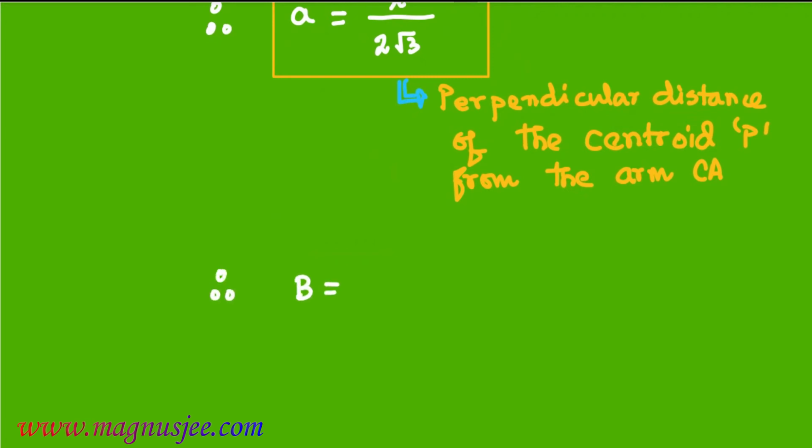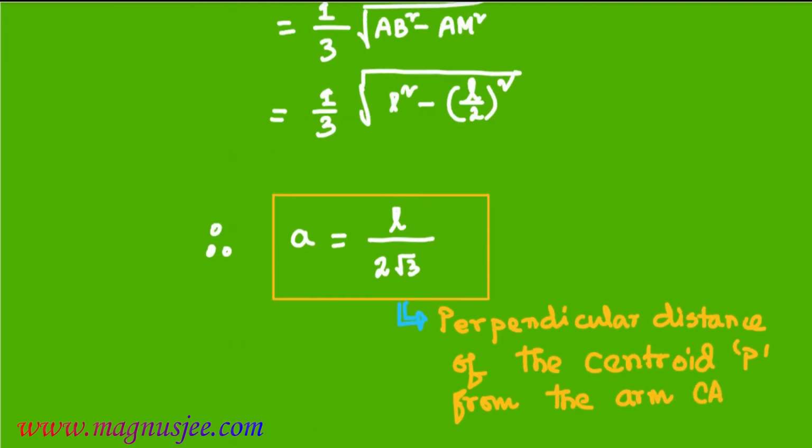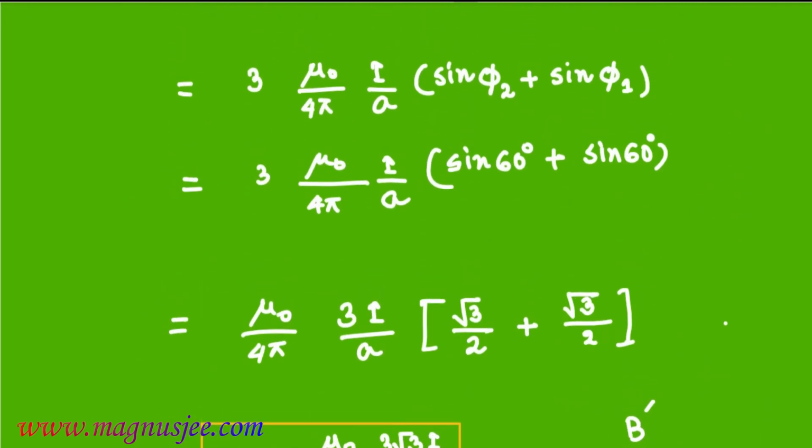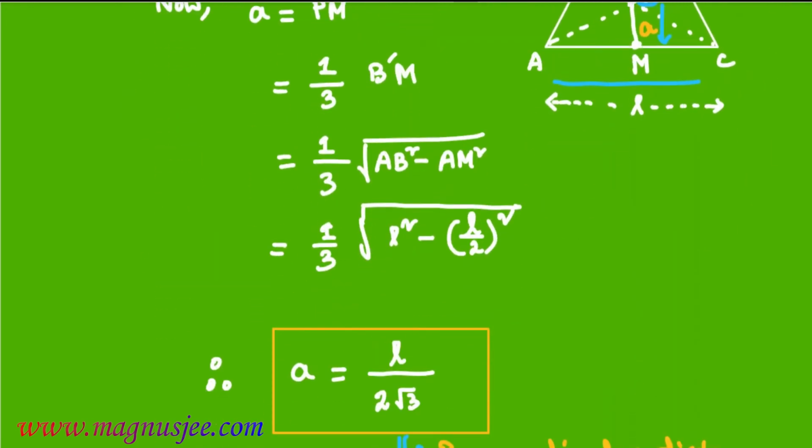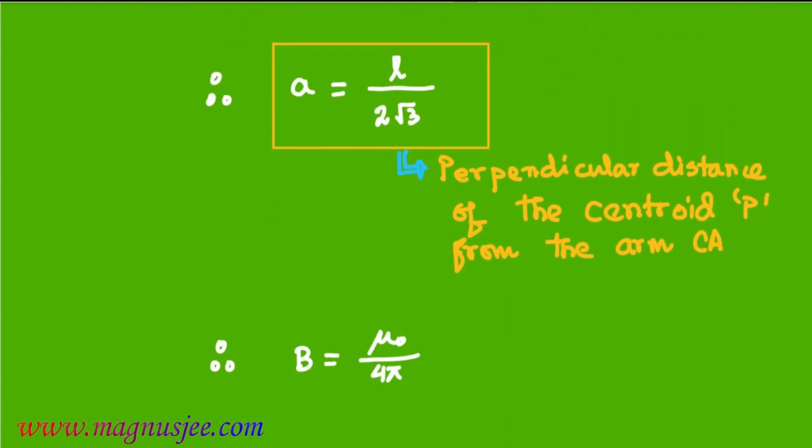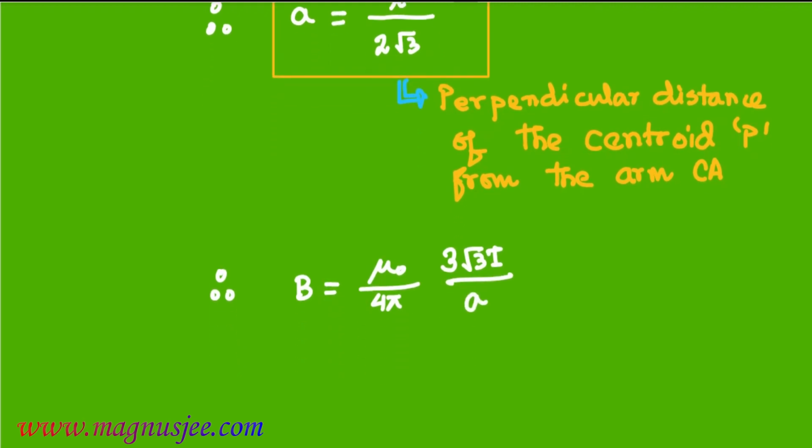From the arm AC or CA of the triangular shaped coil ABC. So B was mu 0 by 4 pi 3 root 3 I by A. Here we can write the expression again: 3 root 3 I divided by A equals mu 0 by 4 pi 3 root 3 I whole divided by L by 2 root 3.